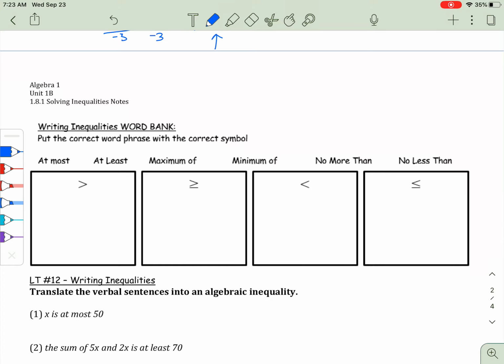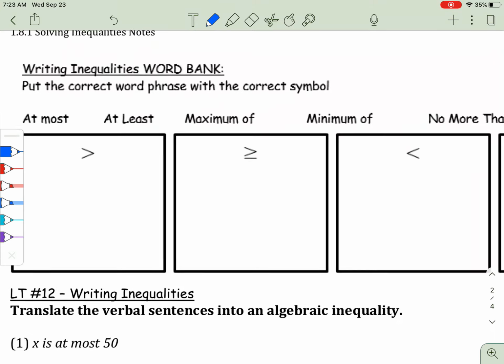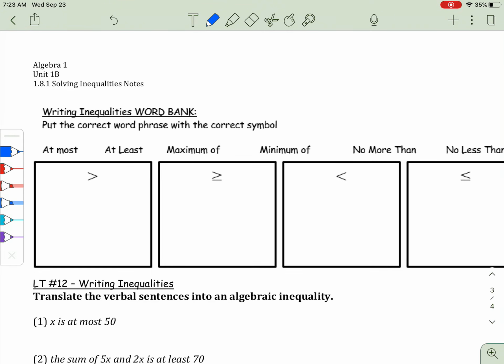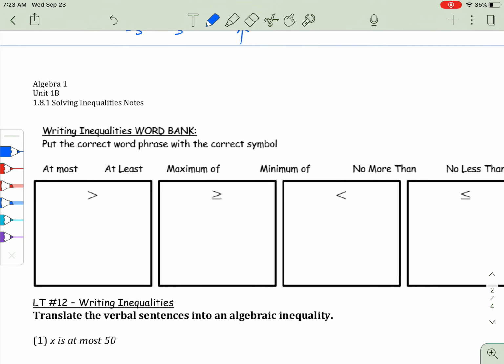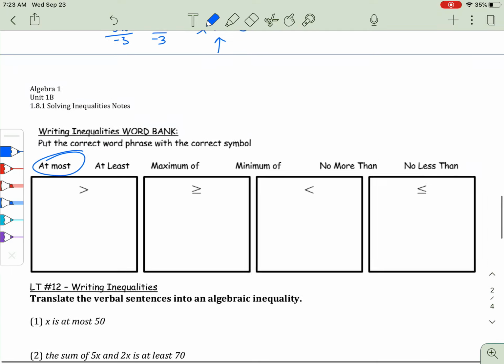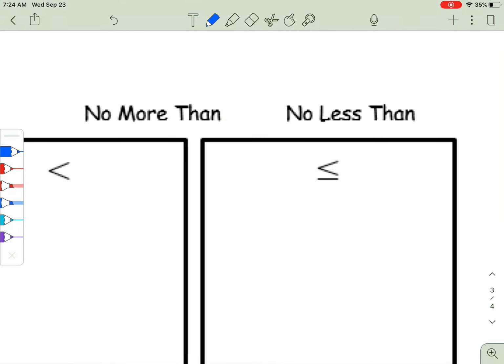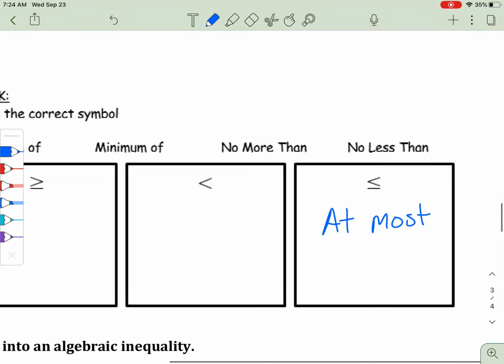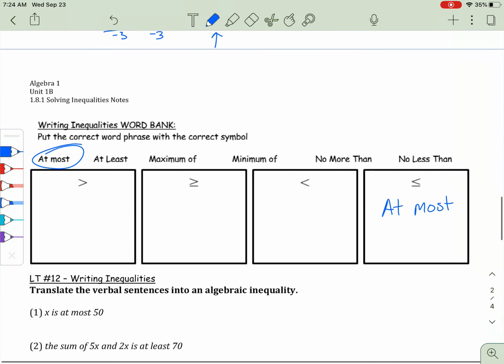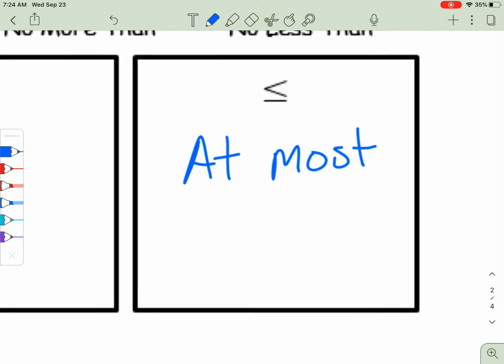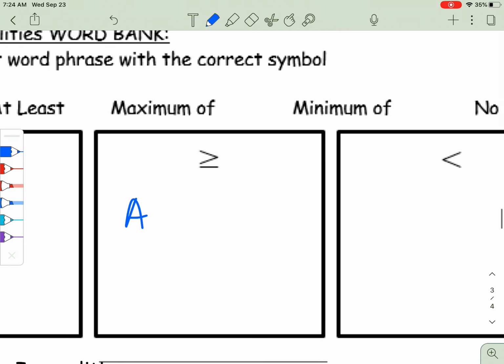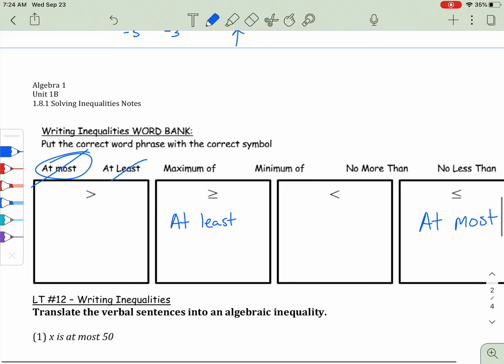Okay, so put the correct word phrase with the correct symbol. So what we're going to do is figure out which inequalities go with which. At most. So if I say I have at most $10, that means I probably have less than that, right? Or at most, I could potentially have that. So it's going to go with the less than or equal to, okay? Because I have at most a certain number. That one's done. At least, well, at most goes this way. At least has to be the opposite. I have at least usually goes with a greater than or equal to symbol.